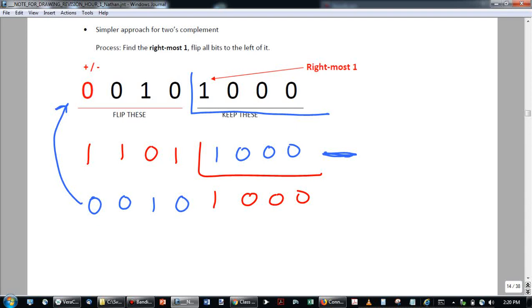As long as you remember to find the rightmost one, keep everything to the right of it, including it, and then flip everything to the left. This one's easier to work with, but you do have to remember the rules for doing it. Whereas 2's complement, you can do from first principles. You can just say flip the bits and add 1. It's more work, but maybe it's easier to remember that process.